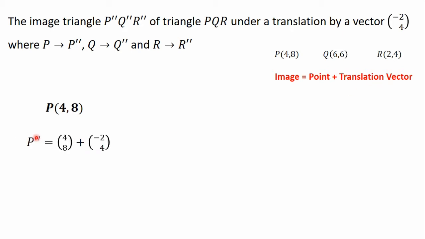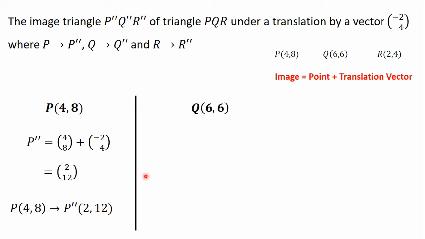vector. So P'', which is the image of P, will be equal to, the coordinates of P are (4, 8). So when you write it in vector form, the X component will be 4 and the Y component will be 8. Then we will add that to the translation vector, which is (-2, 4). So we have (4, 8) plus (-2, 4). 4 plus -2 will give us 4 minus 2, which is 2. 8 plus 4 will give us 12. So P'' will have the coordinates (2, 12). So point P with coordinates (4, 8) will give us P'' with coordinates (2, 12).